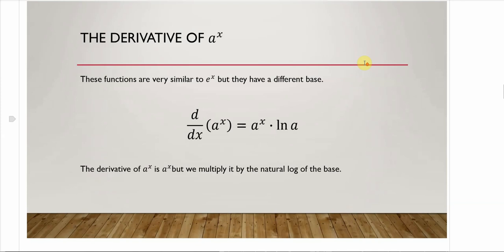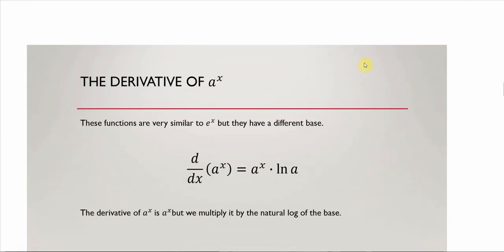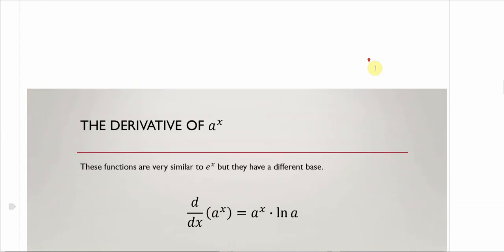Now we come to a to the x. What's the derivative of a to the x? Well, a to the x is almost like e to the x. Wow, what do you mean almost, sir? Well, e to the x is really going to be 2.71, and it goes on forever and ever, right? And it's going to have the power of x.